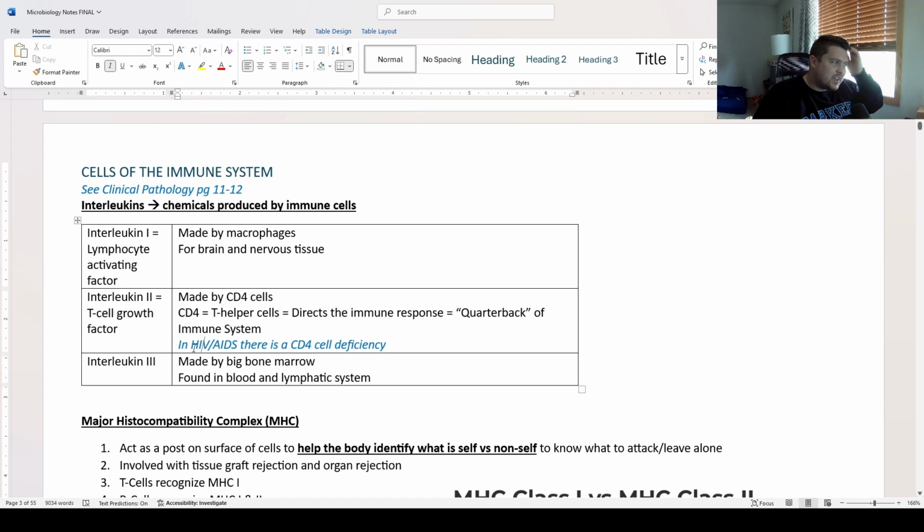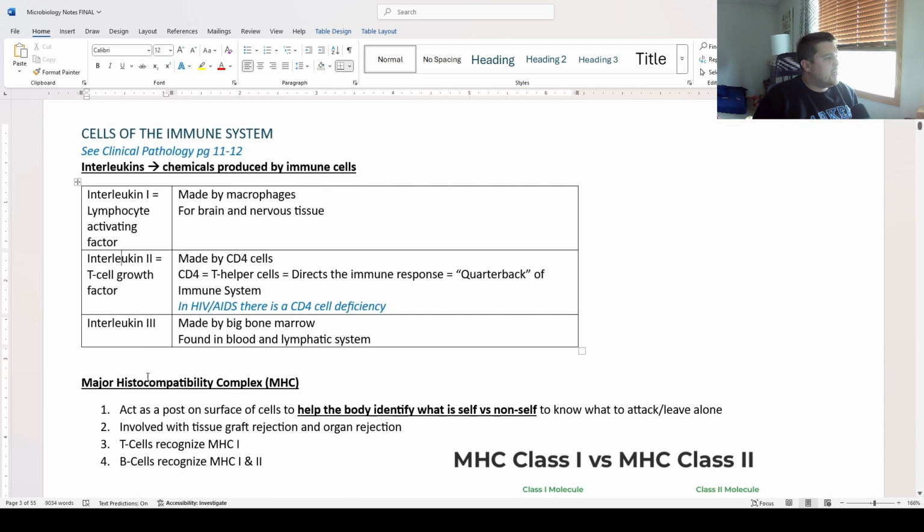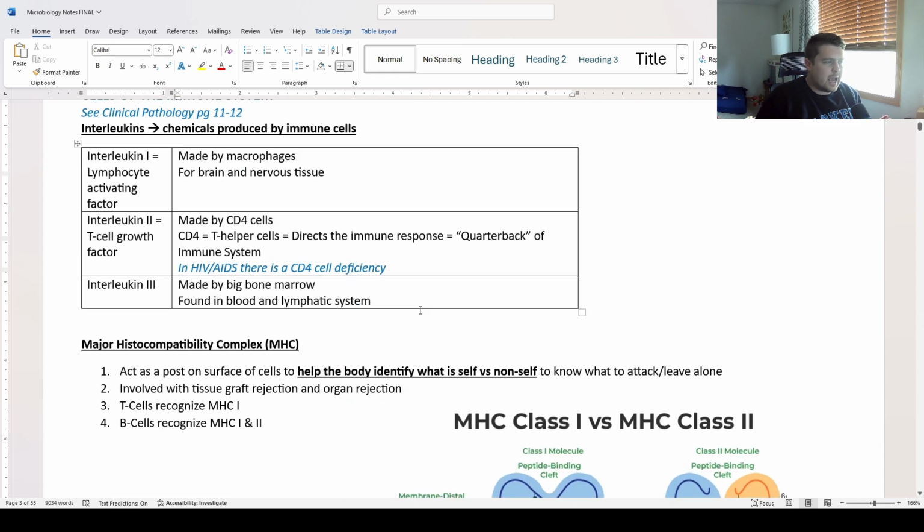When we have specific conditions that attack the immune system, like HIV or AIDS, that is a condition where the CD4 cells are destroyed. So HIV destroys the CD4 cells, which is why it can be such an aggressive virus, because it essentially destroys our entire immune system. So CD4 cells are connected to interleukin 2. Interleukin 3, it's made by the bone marrow, found in blood and lymphatic system. Nothing super specific that we absolutely need to remember about those.